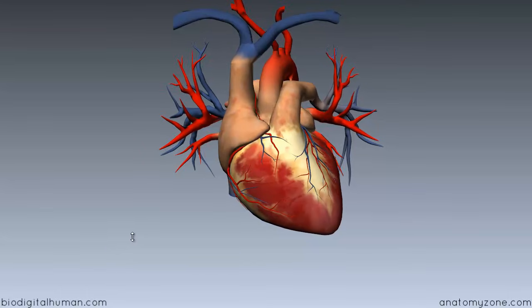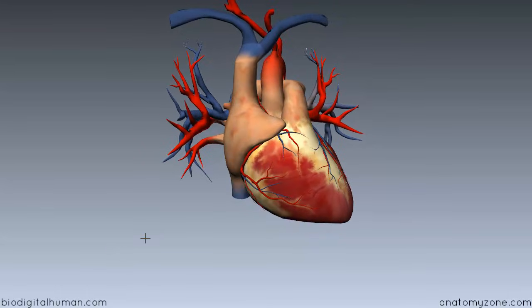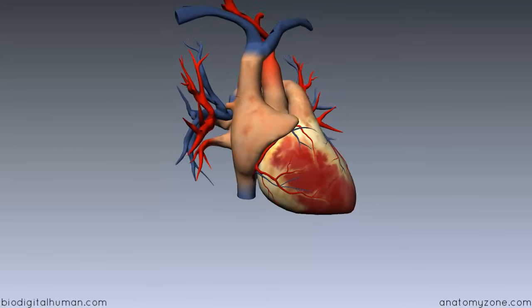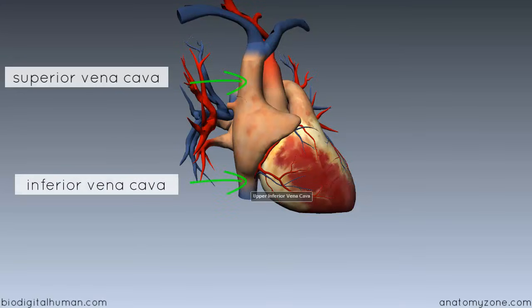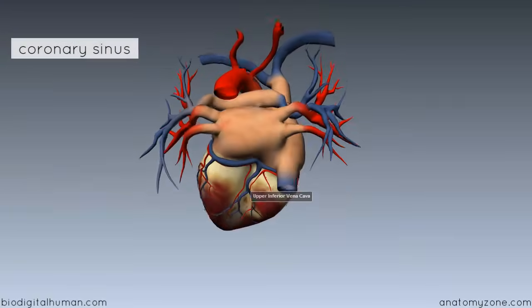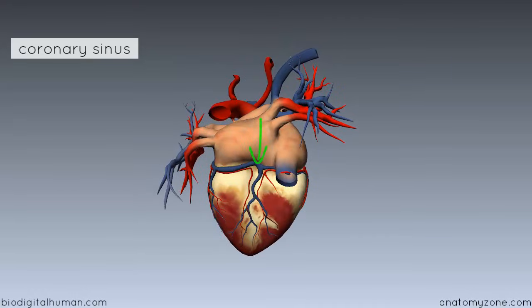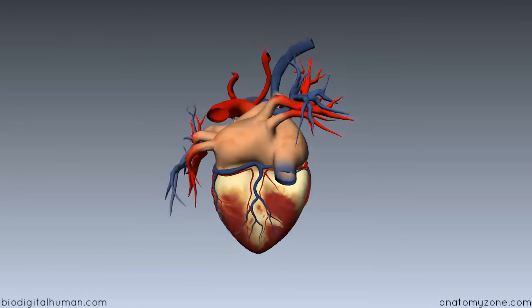I'm assuming a bit of preliminary knowledge, so you know the basic structure of the heart in terms of the atria and ventricles, and also that you are aware of the great vessels and what these are, and the basic function of the heart. So the right side of the heart receives deoxygenated blood from two great vessels: the superior vena cava and the inferior vena cava. Then you've got the coronary sinus at the back, which delivers deoxygenated blood from the walls of the heart into the right atrium.